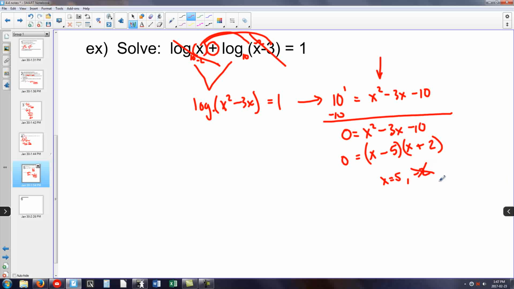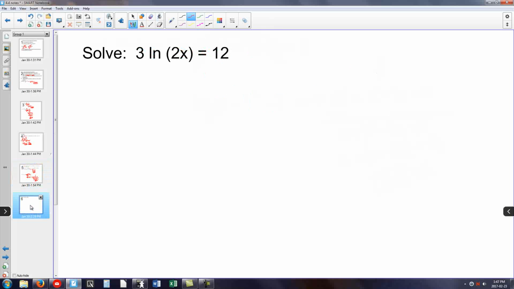So I have to reject the negative 2 as what we consider an extraneous solution, or extra and erroneous. So we call it an extraneous solution. So you do have to check your answers. And this, remember, there were two logs, so because it was a plus, we combined them by multiplication.